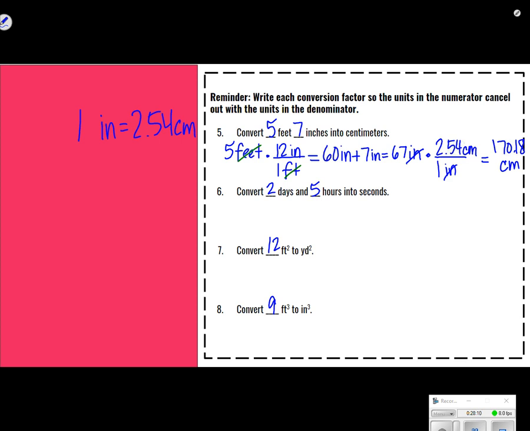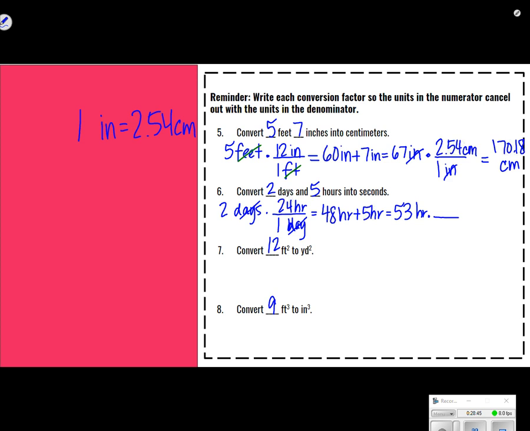All right, we're going to convert 2 days and 5 hours. So that means I need to convert the 2 days into hours. 2 days and 1 day, there's 24 hours. Days cancel with day, and that means that in 2 days there are 48 hours, and you may already know that, but I still want you to practice that conversion. Plus the 5 hours means that we've got 53 hours that we need to convert to seconds.